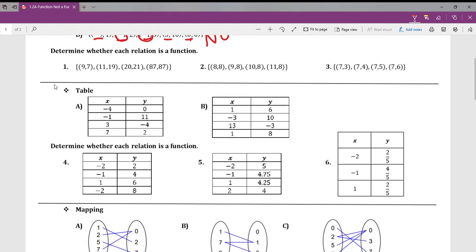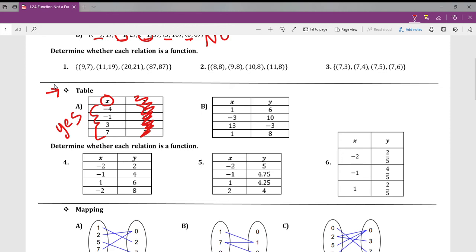Now we'll jump down to tables. I think tables are even easier. Again, we're only looking at these x values. We don't even care what these y values say. So I'm going to look here, and I have -4, -1, 3, 7. Are they all different? Yes. So yes, it's a function.